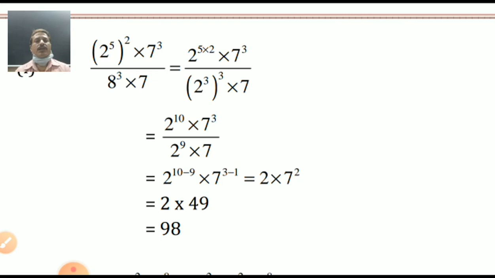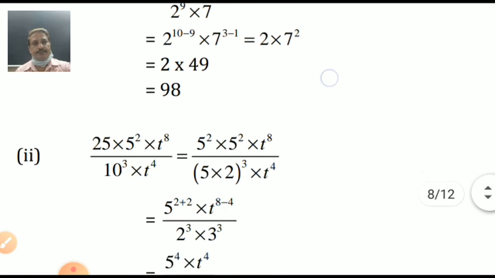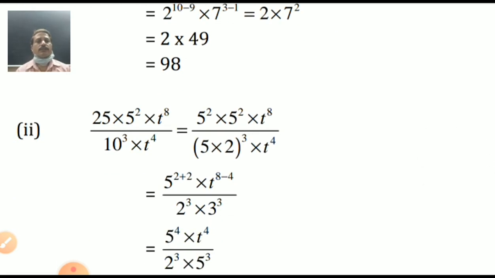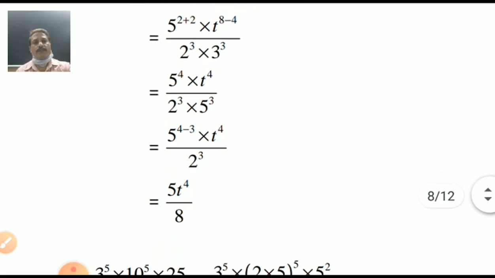Correct. 10 minus 9. Yes. 2 into 7 raised to 2. 2 into 49 is equal to 98. Second one. Check it easily. In place of 25, I can write 5 raised to 2. In place of 10, I can write 5 into 2. Yes or no? Because my requirement is 5. Whatever the 2 is remain, no problem. 2 raised to 3, that means 8.